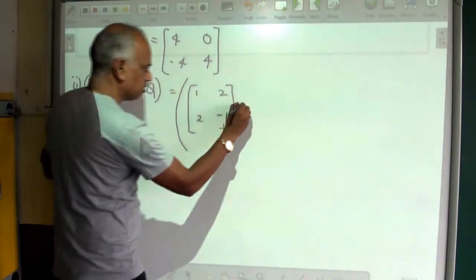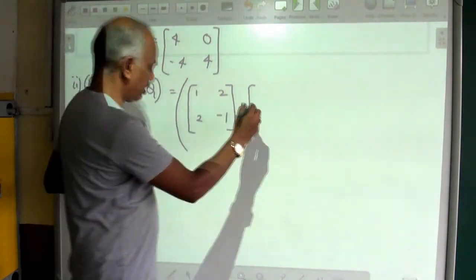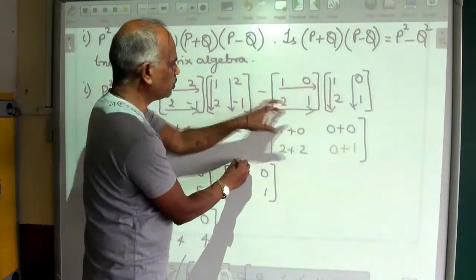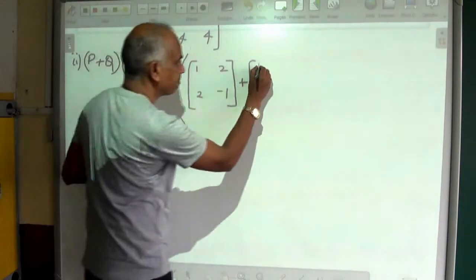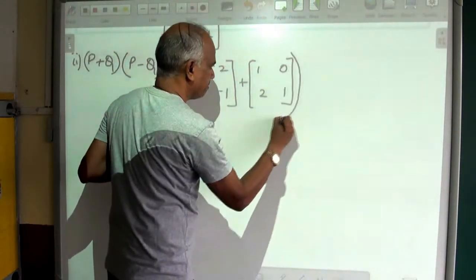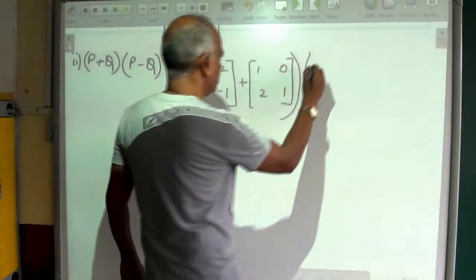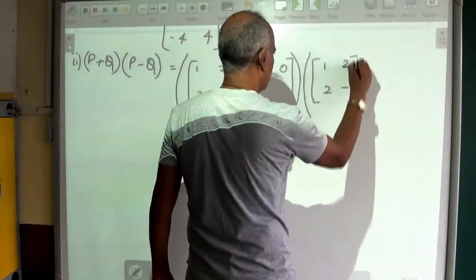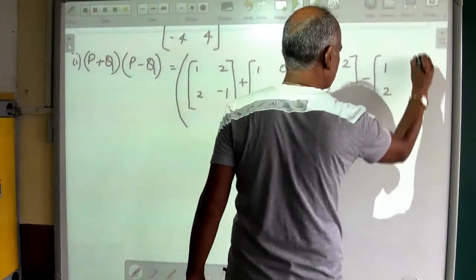That's P plus matrix Q. Matrix Q is 1, 0, 2, 1. And into P minus Q. Again, same thing. 1, 2, 2, minus 1, minus 1, 0, 2, 1.